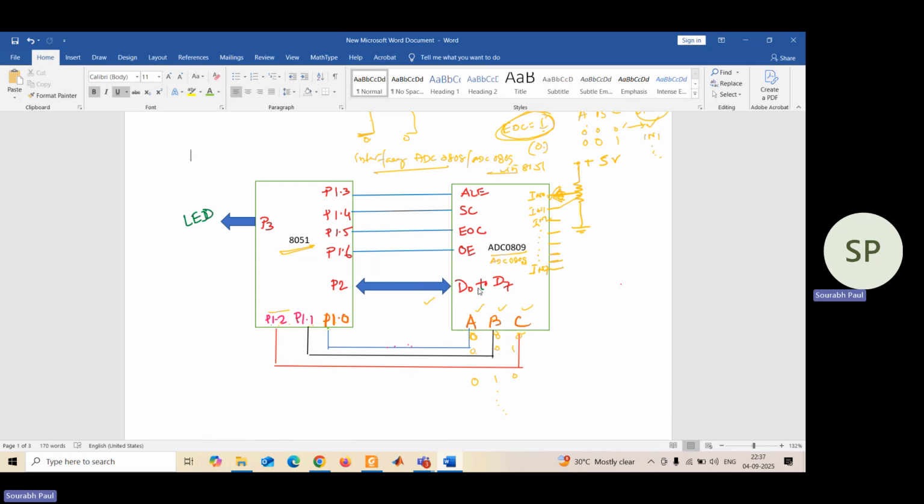Okay. Then the data lines D0 to D7, where you are going to get the corresponding digital value, are connected to port 2 of 8051. Then ALE, address latch enable of ADC, is connected to P1.3 of 8051. Then start conversion line is connected to P1.4, end of conversion is connected to P1.5, OE or output enable is connected to P1.6, and P3 I am going to use to show the digital value what I got in P2.